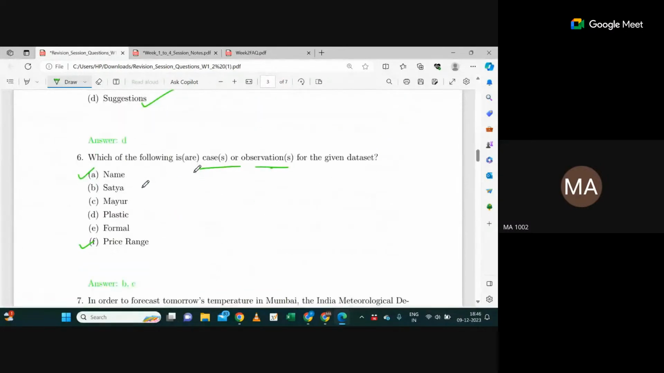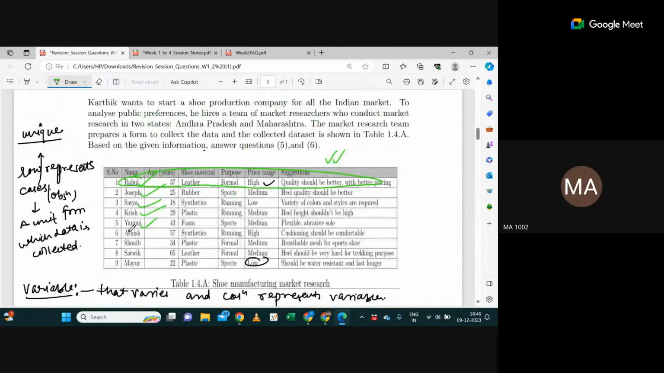So basically, Satya, Mayur is a case here. B and C are correct, not plastic and formal. Because if you see, plastic values are not unique, right? Formal is also not unique, and we have to keep in mind case is a unit from which your data is collected. For Chris, all this data is collected, right? Not for plastic. For plastic, Chris is there, 29 is there. Yes or no? Is this clear to everyone?